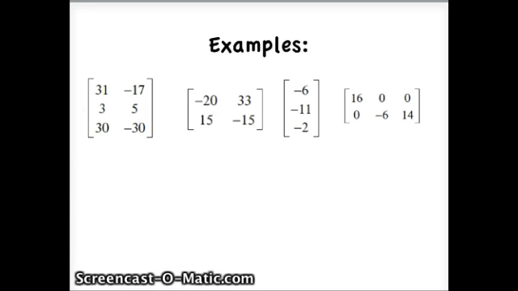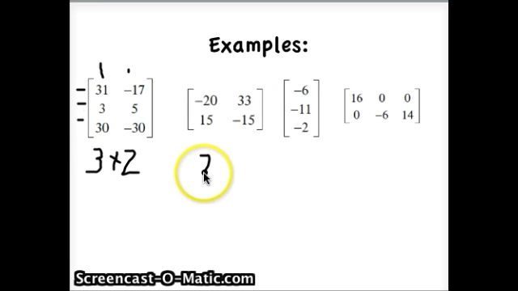So you should have written down all of these, and now we're going to go over them. Remember, we're doing rows by columns, so 1, 2, 3 rows by 1, 2 columns. This is a 3 by 2 matrix, and we have 1, 2 rows here and 2 columns, so it's a 2 by 2.